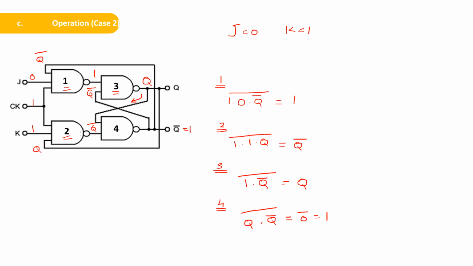Now when Q bar is equal to 1, we know that the NAND gate 3 output is Q. So Q bar is 1, so the NAND gate 3 output Q is equal to 0. So when J is equal to 0 and K is equal to 1, Q will be equal to 0 and Q bar will be equal to 1. So your flip-flop is said to be reset.